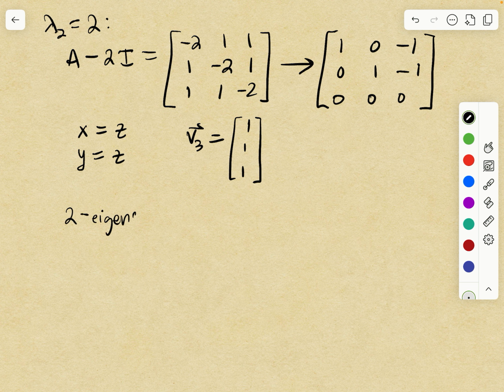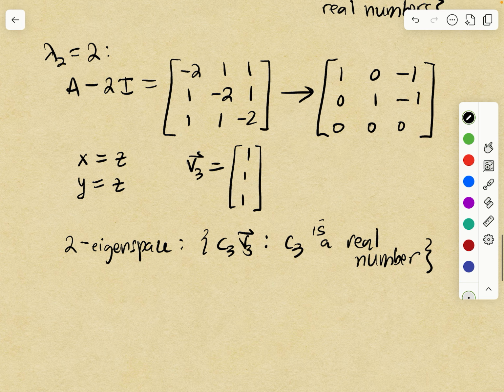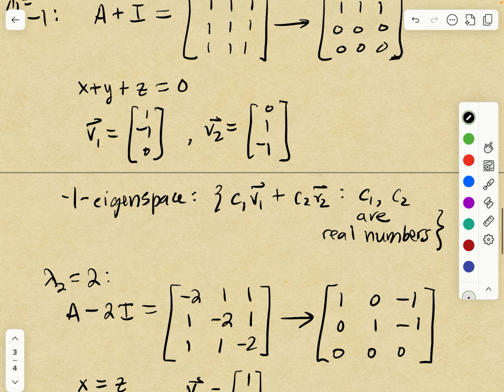So the 2 eigenspace is all scalar multiples of v3. So it's the set of vectors of the form c3 v3, where c3 is a real number. Or you can just write c3 v3. I think most people will understand what that means. That means c3 can be any real number. So that's the 2 eigenspace, and that was the negative 1 eigenspace.